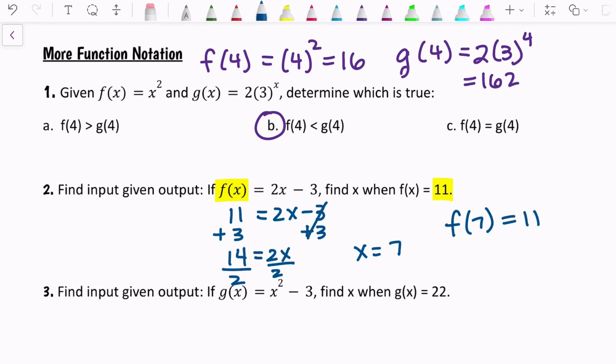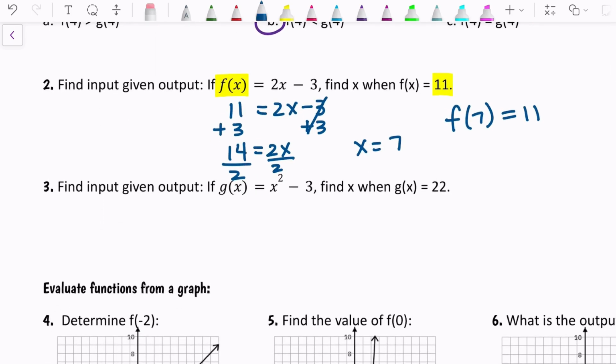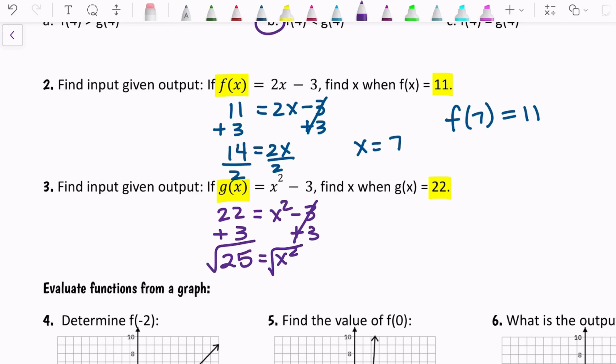All right, another problem where I'm given the output. It says find the input if given the output. So I'm going to set it equal to 22. Because it says g of x is 22. This is more one of those higher level algebra problems because you have an x squared term. So I'm going to add 3. And then to get rid of a squared, we square root. And so x would end up being positive or -5, because if you square root 25, it could be 5 or -5, because 5 squared is 25 and -5 times -5 is also 25.